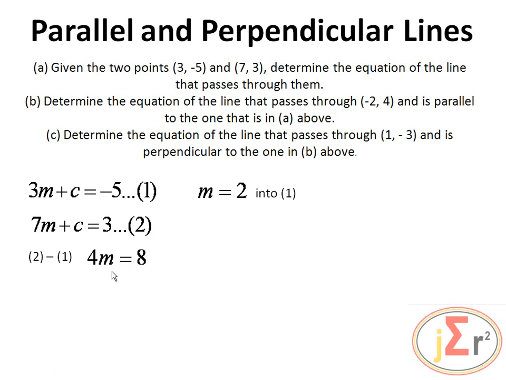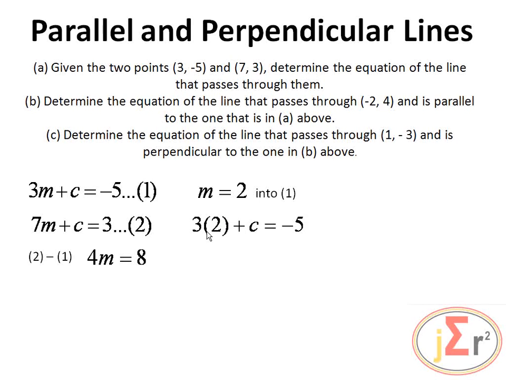And of course, we are going to substitute that into the simpler equation. We are saying that equation 1 is simpler. So we're going to have 3m plus c is equal to negative 5. So what is m? M is equal to 2. And we have just determined that. So let us put 2 there.